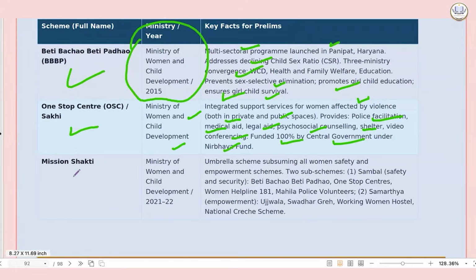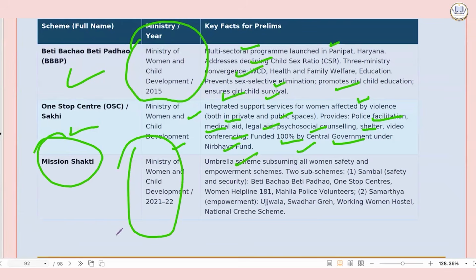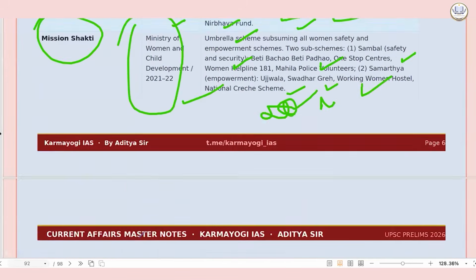Then we have Mission Shakti, Ministry of Women and Child Development, an umbrella scheme subsuming all women safety and empowerment schemes. There are two sub-schemes: Sambal, that is for safety and security, including Beti Bachao, Beti Padhao, One Stop Centre, Women Helpline, and Mahila Police Volunteers. Then we have Samarthya, that is for empowerment. It includes Ujjwala, Swadhar Greh, working women hostel, and national creche schemes.